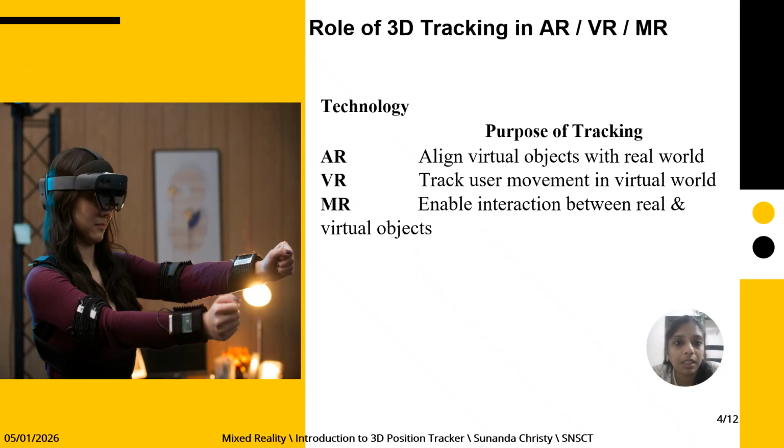Here are the roles that are tracked through 3D positions in AR, VR as well as MR. In AR, the augmented reality aligns the virtual objects with the real world. This is how the roles of 3D tracking take place in AR, VR and MR. In MR, it enables the interaction between the real and the virtual objects.